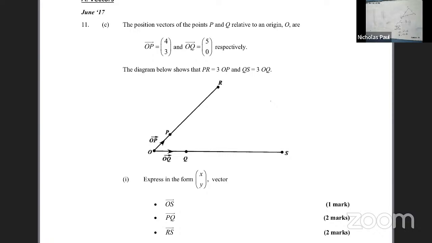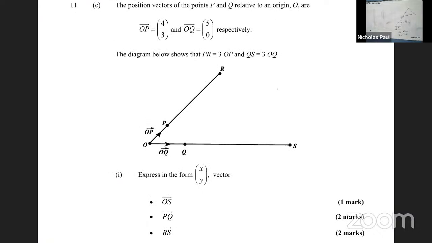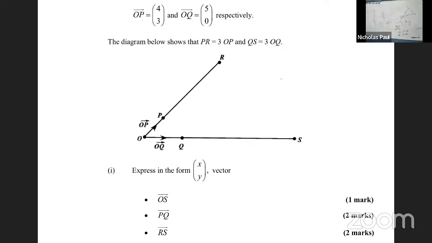All right, so what's the diagram there? If you look at the diagram, they gave you OP. They told you OP is 4.3. They told you OQ is 5.0. And they told you, look at the line, they do it really nicely here, they put P on the diagram for you. They said PR is 3 times OP.